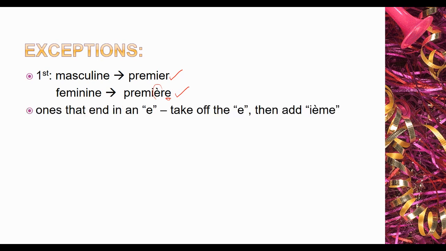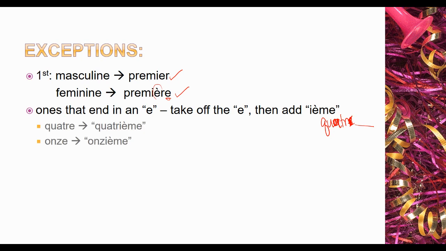Now, the next one are ones that end in E. If we think about our numbers, something like quatre, which is Q-U-A-T-R-E. Sorry for my terrible handwriting. With quatre, we're going to take off that E. So if it ends in an E, take off that E and then add on the -ième. Quatrième.